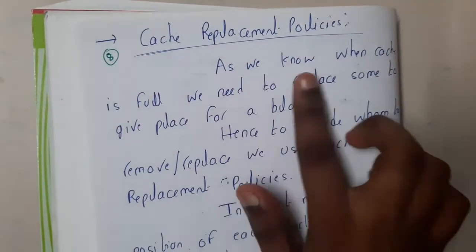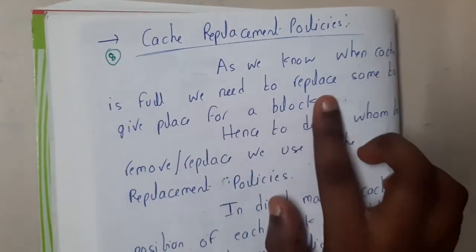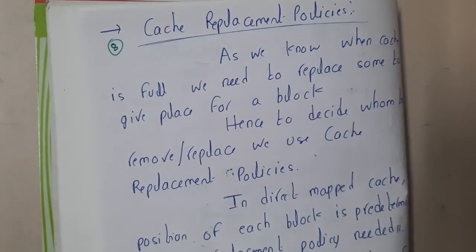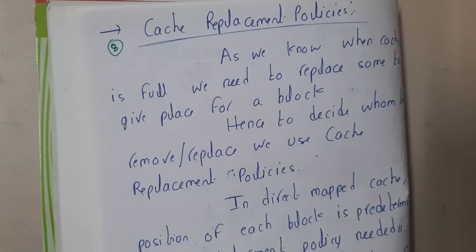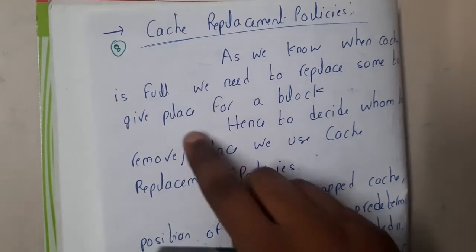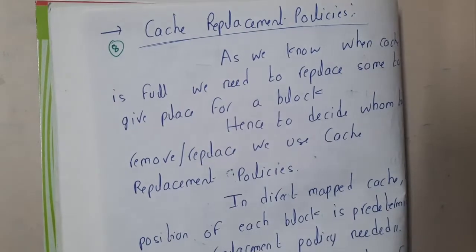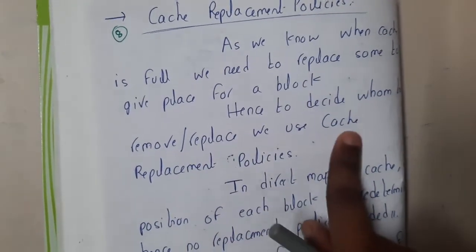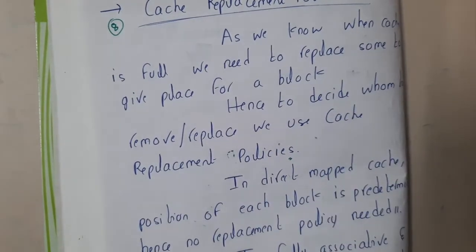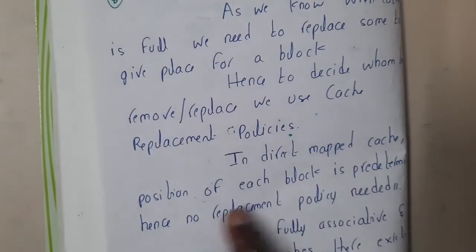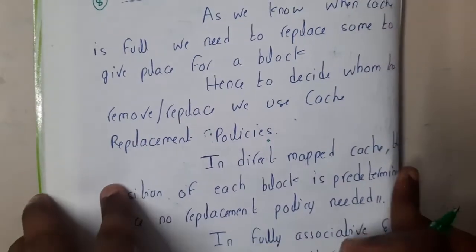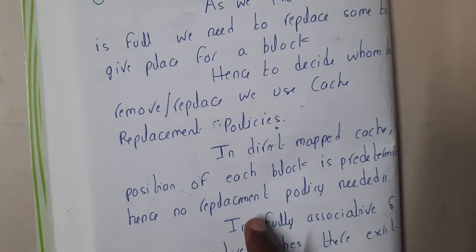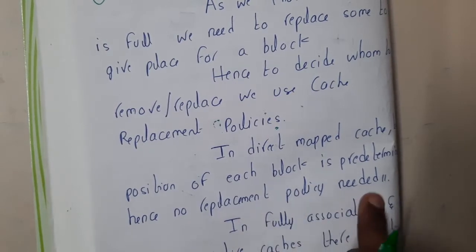As we know, when a cache is full, we need to replace some block to give space for the new blocks. When the space is full, you need to send someone out and place our newly required one. Hence, to decide whom to remove or replace, we use cache replacement policies. In a direct mapping cache, the position of each block is predetermined. Hence, no replacement policy is needed.